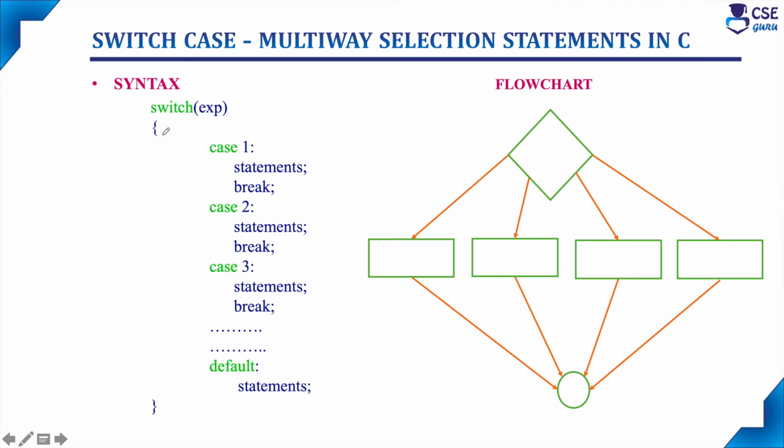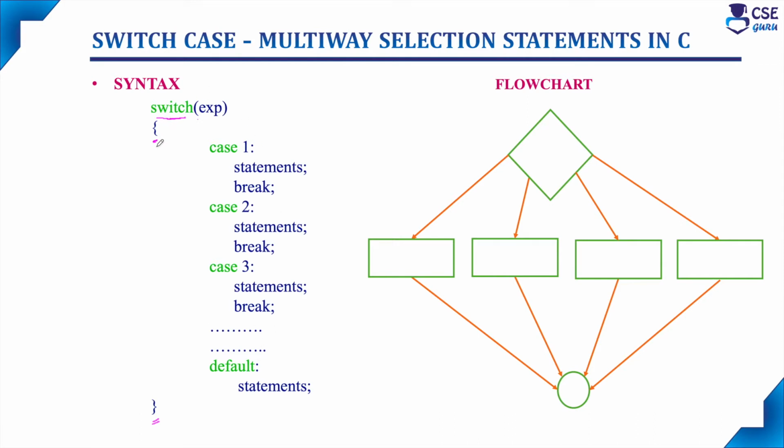The syntax for the switch statement is switch, and we should not give a space immediately after the keyword. We place an open bracket, specify the expression, then close the bracket, and we should not specify any semicolon here. This curly brace represents the start of the switch statement and this one represents the end. All the case statements and the default statement are present within these curly braces, so it is like a compound statement.